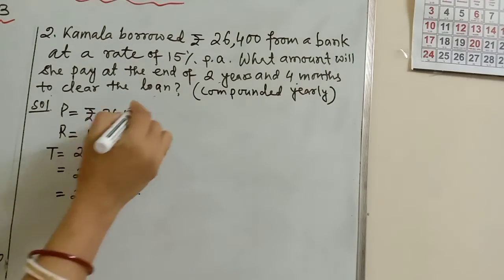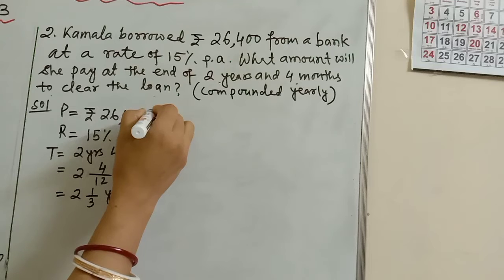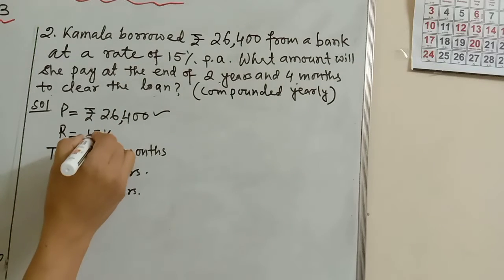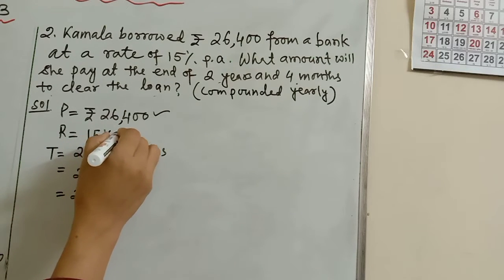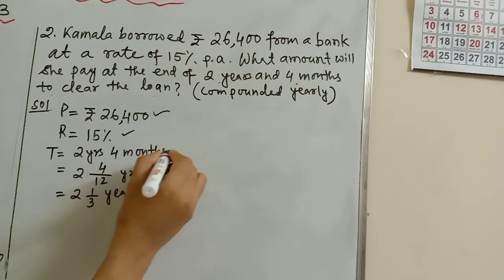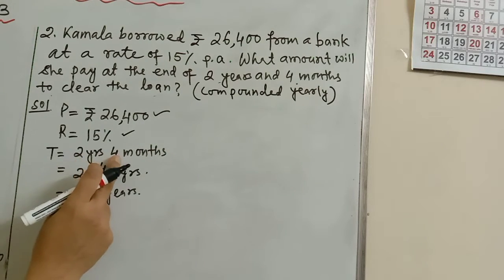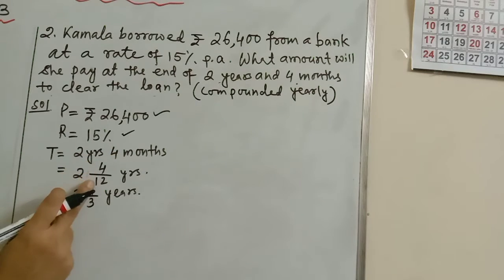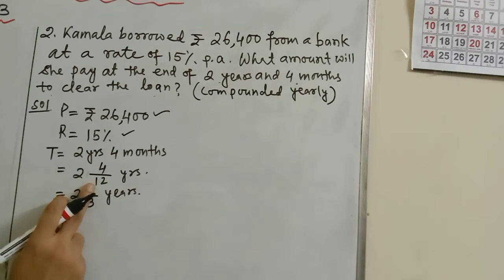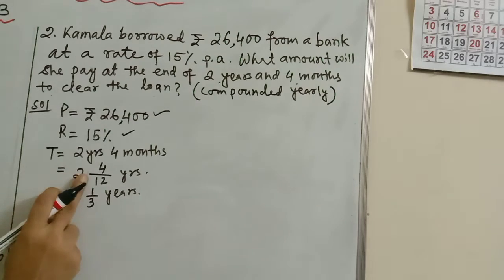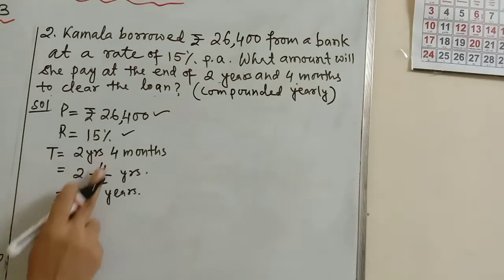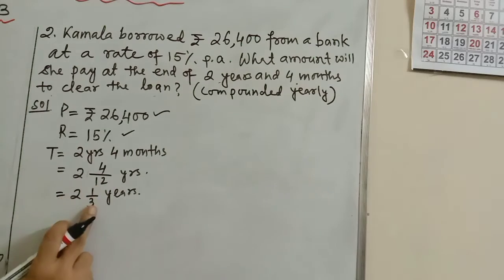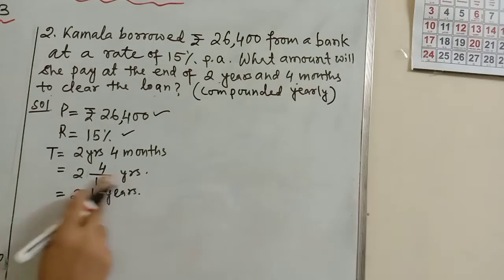Now, whatever the things are given here, you declare it first. Principal 26,400 and rate 15%, 2 years, 4 months. 2 years, 4 months means you can convert 4 months into years. So 4 by 12 years, 2 and 4 by 12 years. If you cancel, you will get 2 1/3 years. Now it is very clear to you.